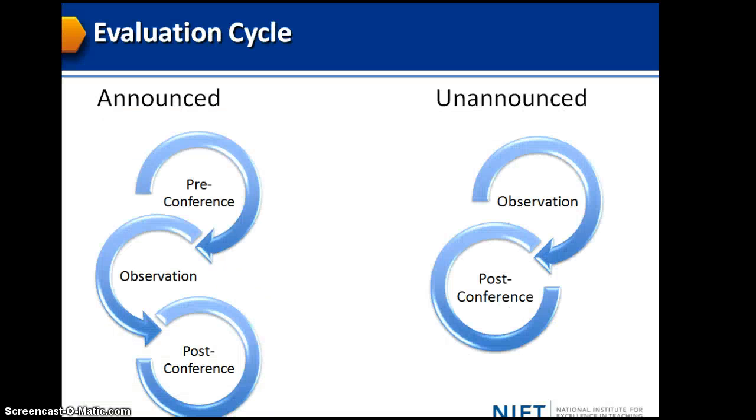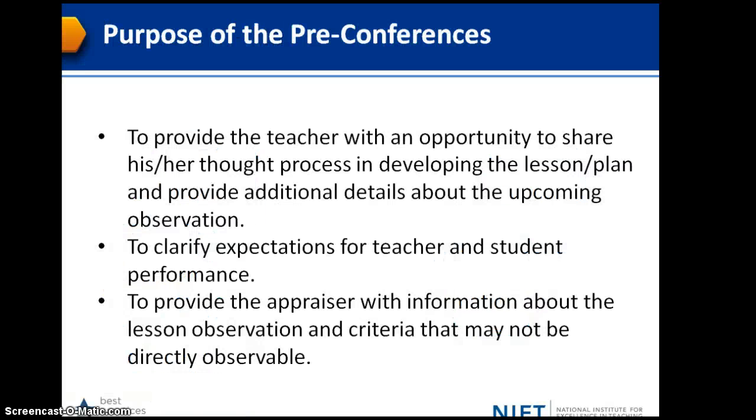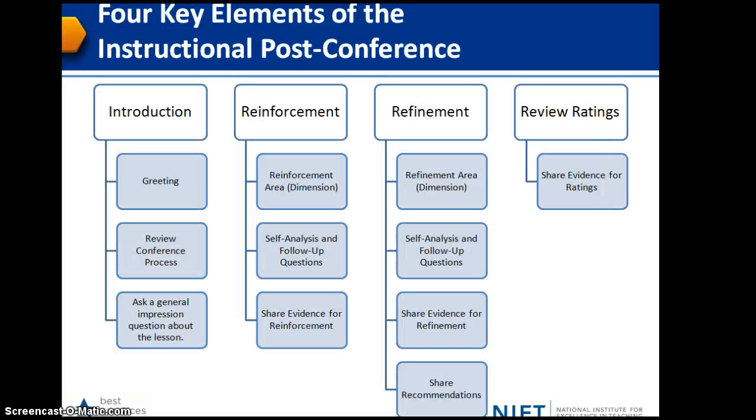Now, eventually, this is the evaluation cycle. This year, remember, we are in the announced stage, so you will have a pre-conference, an observation, and a post-conference. That will be required. Now, next year or years coming up, if we also have an unannounced visit, of course, that would just be the observation and the post-conference. So the purpose of the pre-conference is to provide the teacher with an opportunity to share his or her thought process in developing the lesson plan and provide additional details about the upcoming observation, to clarify expectations for teacher and student performance, and to provide the appraiser with information about the lesson observation and criteria that may not be directly observable.